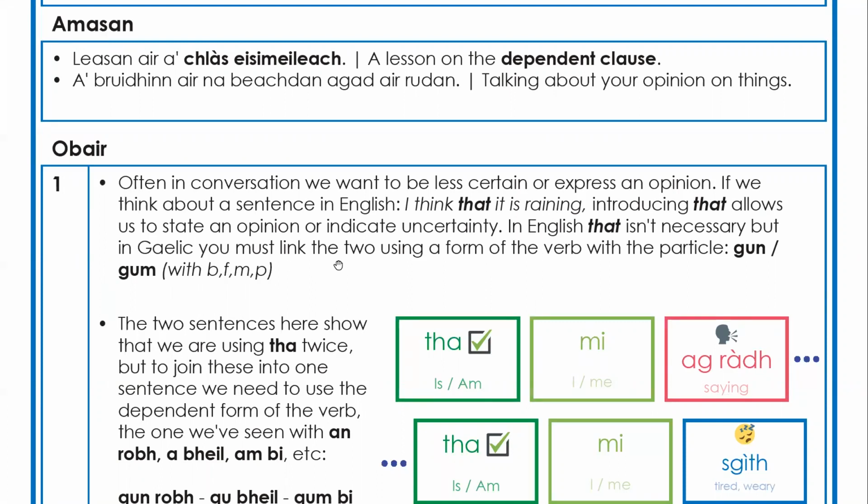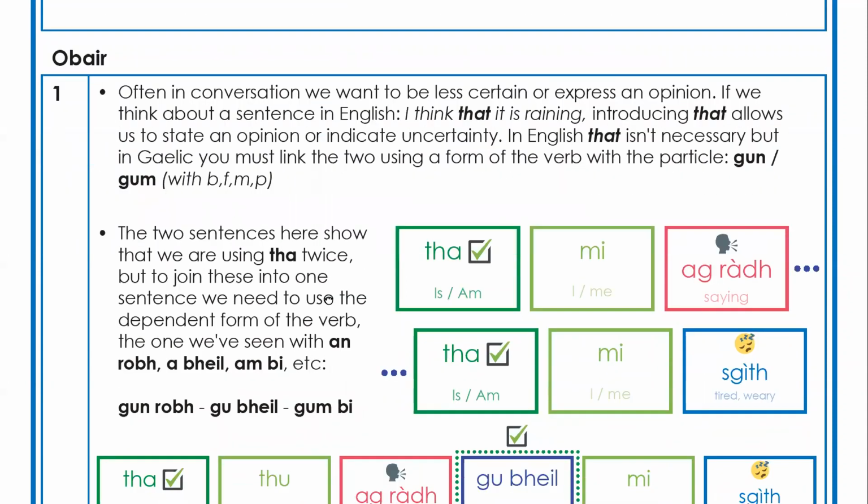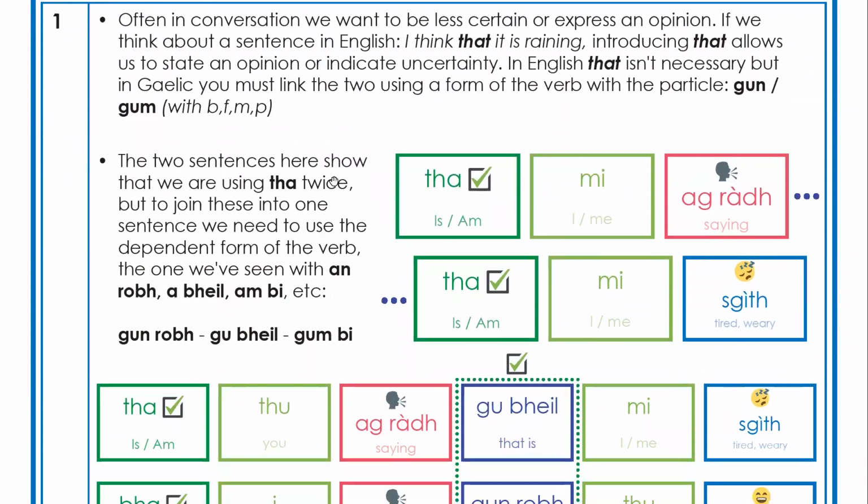But in Gaelic, you have to use a special form to link these two sentences. And we do that by introducing the particle gun, or gum with BFMP. So gun changes to gum with BFMP. So here we have two sentences, and these demonstrate that we're using tha twice essentially. Tha mi ag ràdh, I am saying. And then part two, tha mi sgìth. So if we want to say I am saying that, we need to use this gun particle to join them.